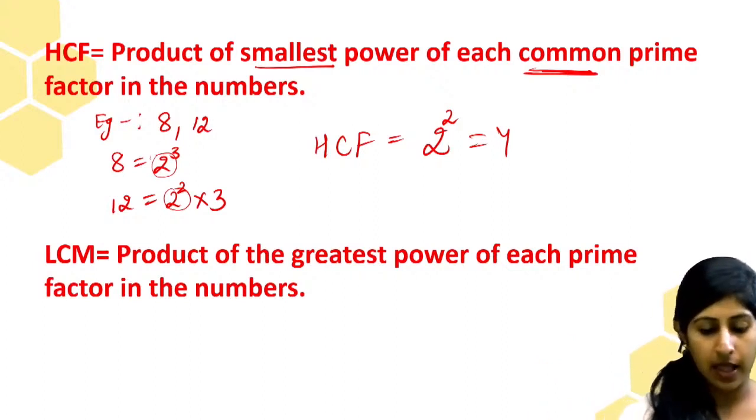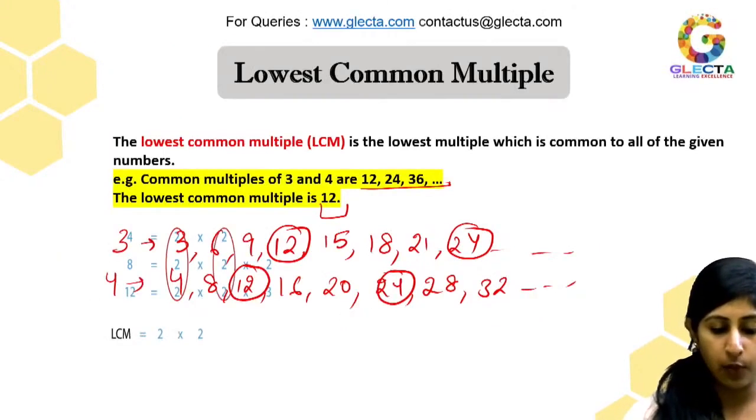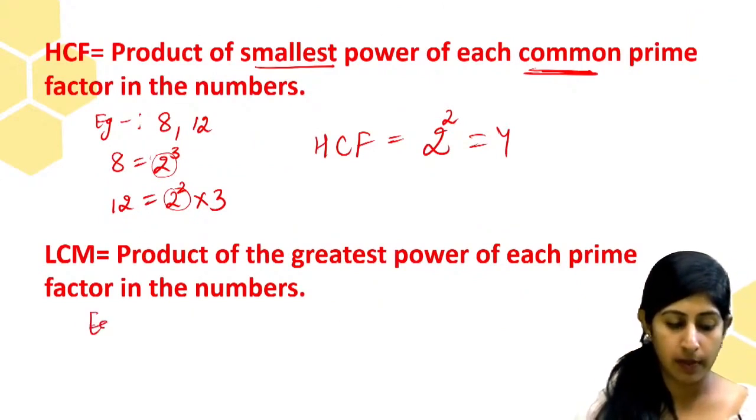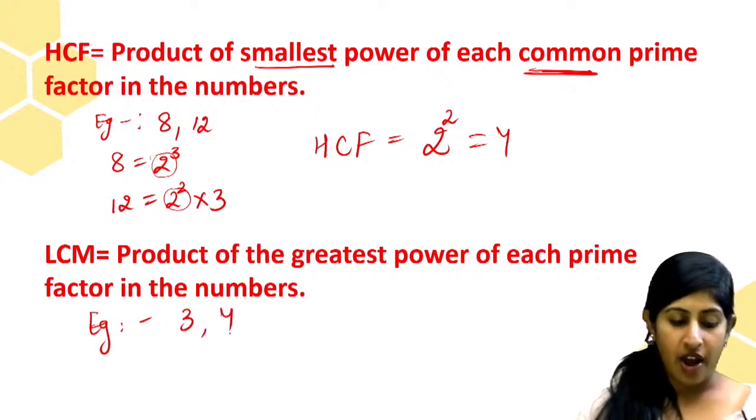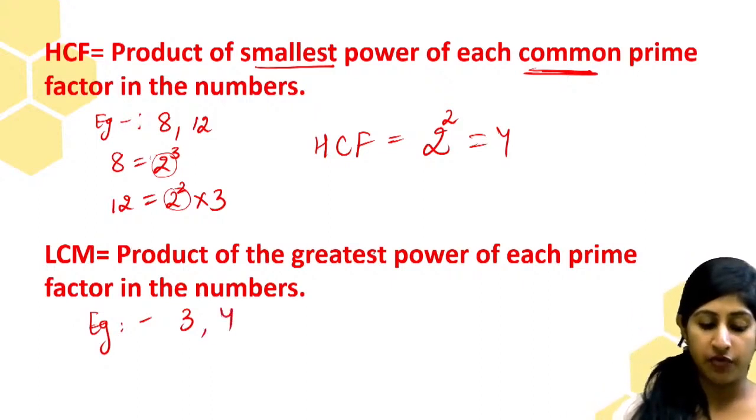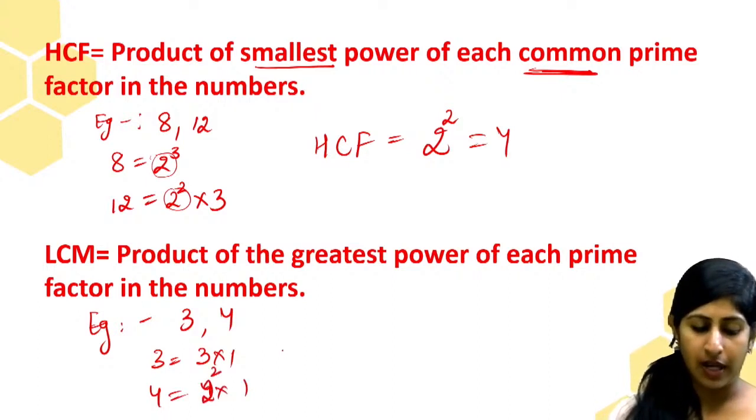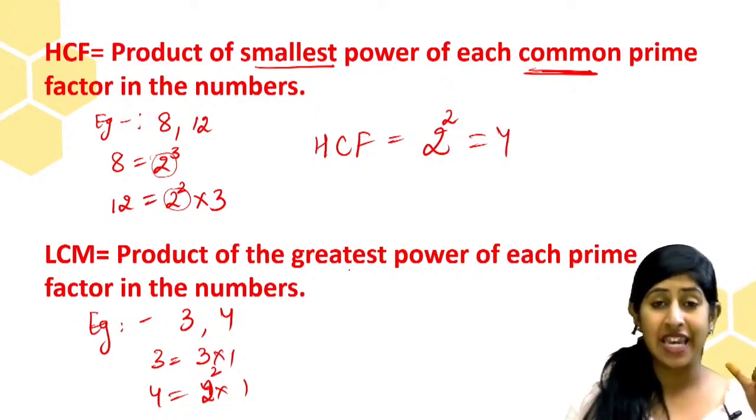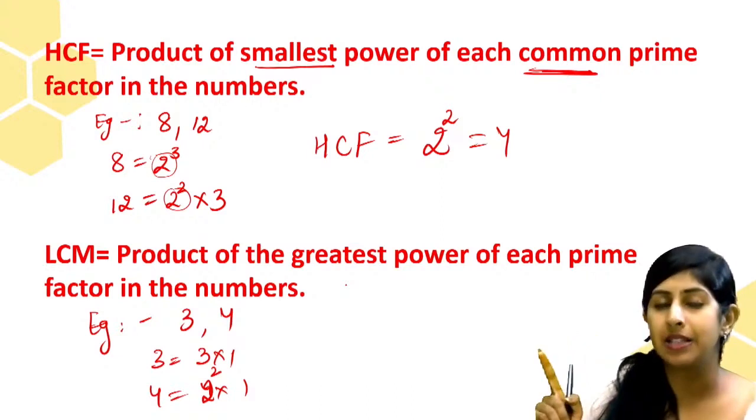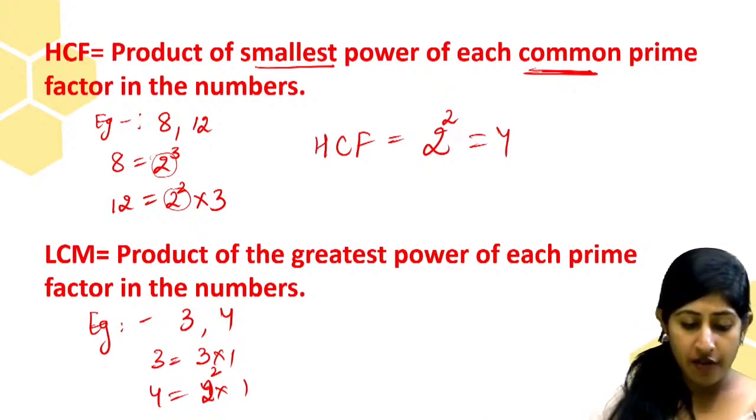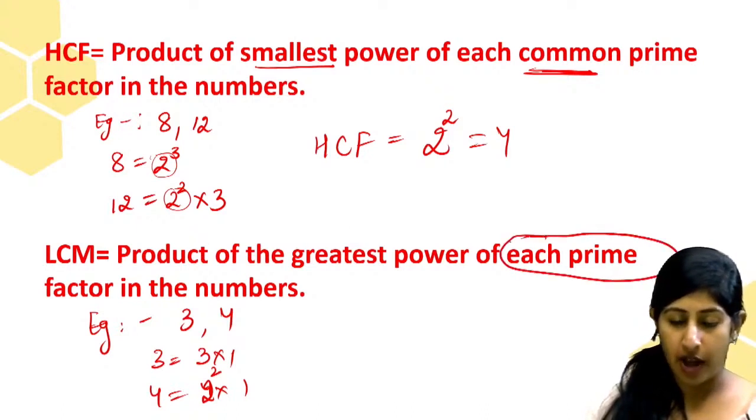Similarly, if I talk about LCM, let us go back. Our example for LCM was 3 and 4. So over here again I'm going to take 3 and 4. When I'm calculating the prime factors of 3 and 4, I need the product of greatest power of each prime factor. Now 3 can be simply written as 3 into 1, and 4 can be written as 2 square, right? So I have to take each factor. Now notice, while calculating HCF, I took only the common factors. While calculating LCM, I have written over here each prime factor.